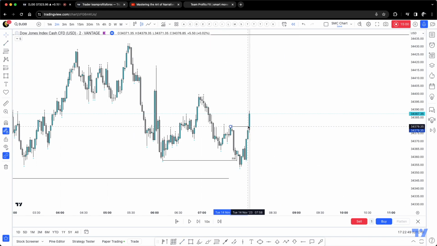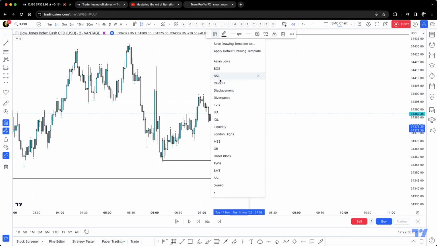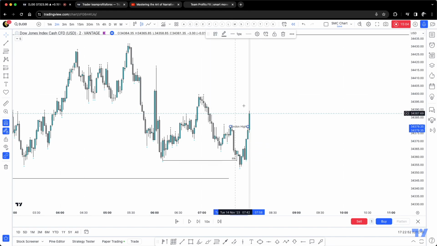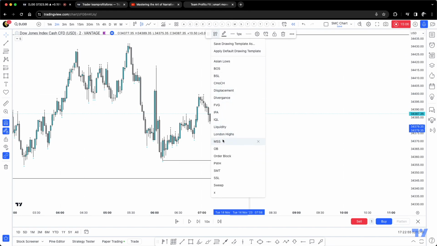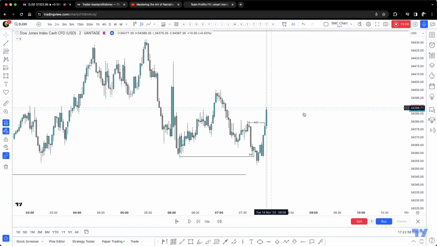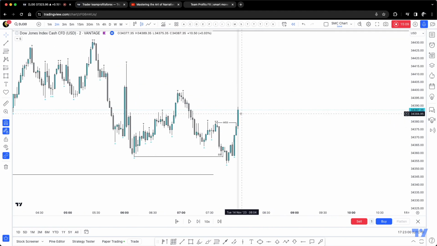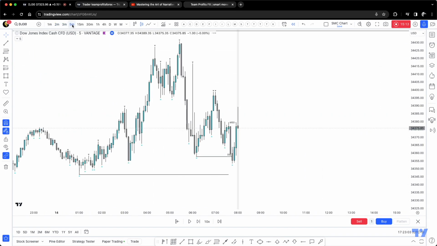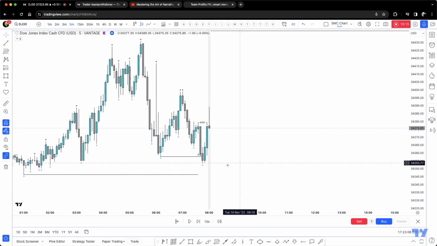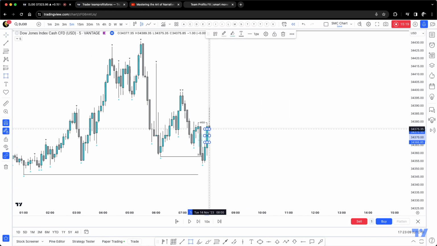Right here. Look at that nice move. Look at this nice displacement to the upside. Now, right here in this area, let's see, I'm on the 2-minute time frame. I'm just trying to see where the best imbalance is. Just look at this. This is beautiful. You have imbalance right here on 5-minute and also imbalance here.